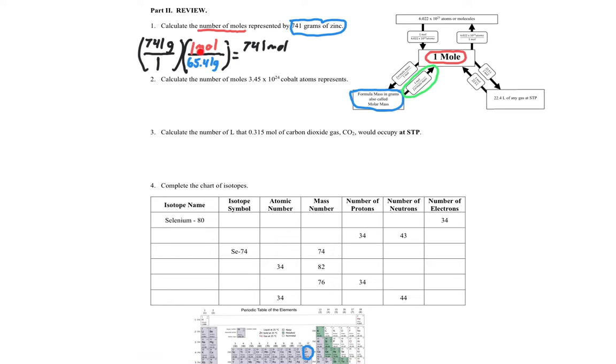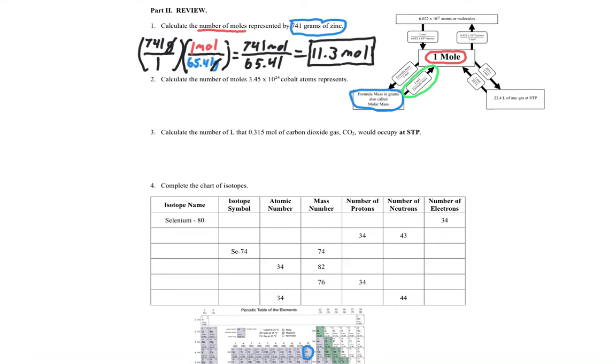I multiply across my tops. I get 741 times 1 is 741, but my unit changed to moles. 1 times 65.41 is 65.41. Do the division. 741 divided by 65.41, I get 11.3. My unit is moles, and that is my answer. On to question number 2.